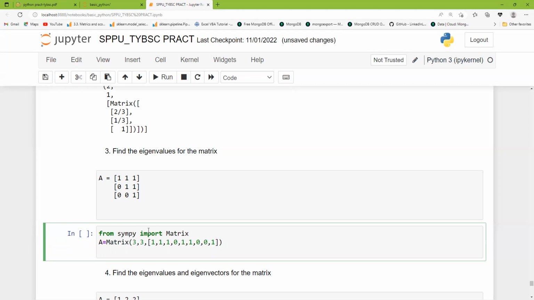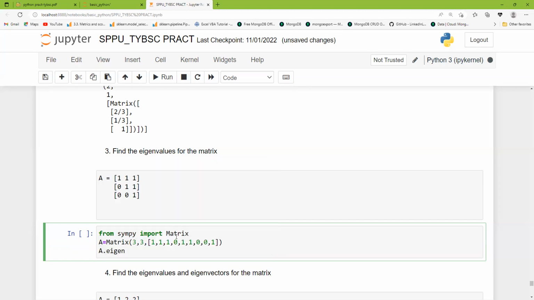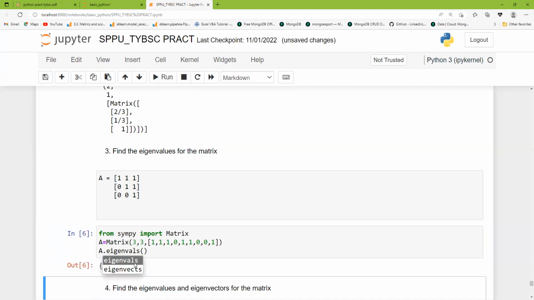You want the eigenvalues, so what will you write? You will write A.eigenvals(). Then and only then it will give you the eigenvalues. This is the function eigenvals, and let's run it, guys. So you will get the eigenvalues of the matrix.